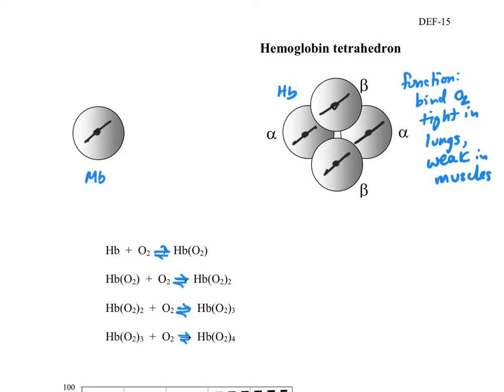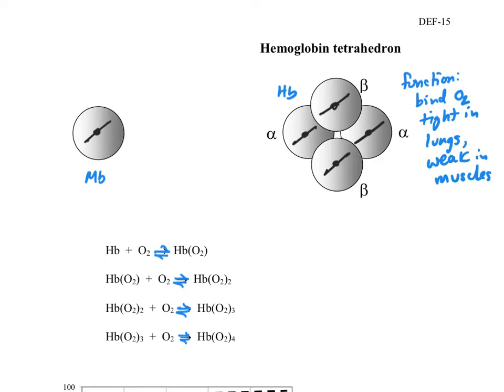Now, we also said that hemoglobin's tetrahedral heterotetramer, alpha 2 beta 2 structure, is really what's going to allow it to do that. It's got 4 irons and it can bind 4 oxygens one at a time. Again, think of it like a taxi that can have 4 passengers in it.